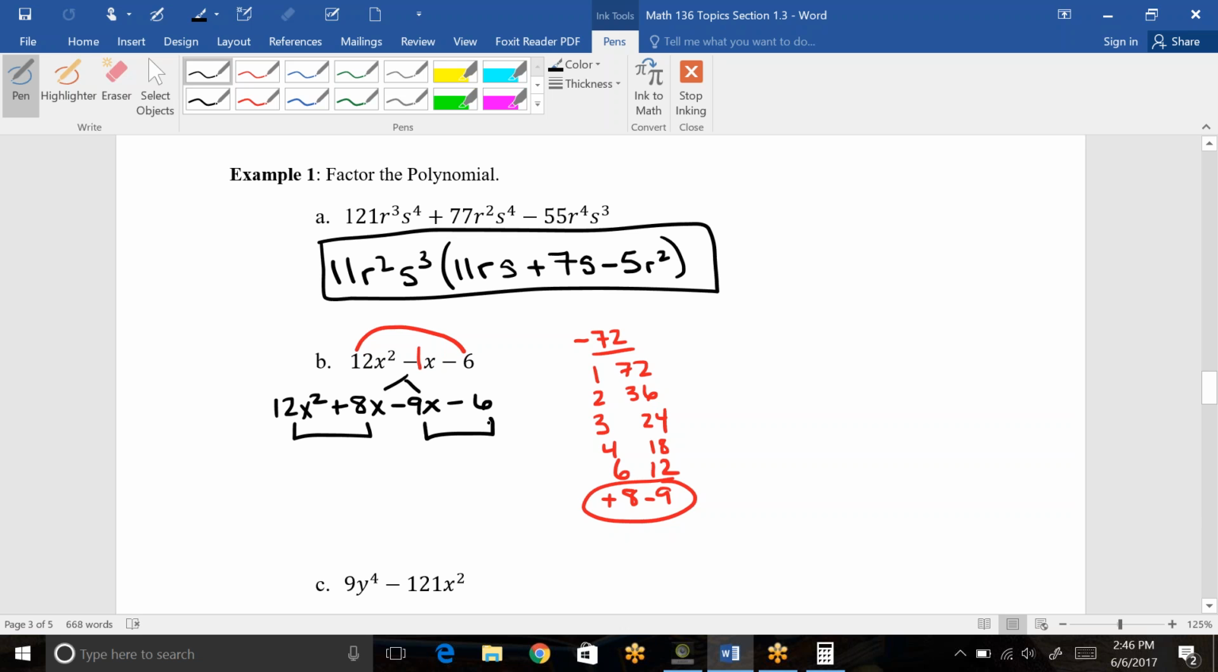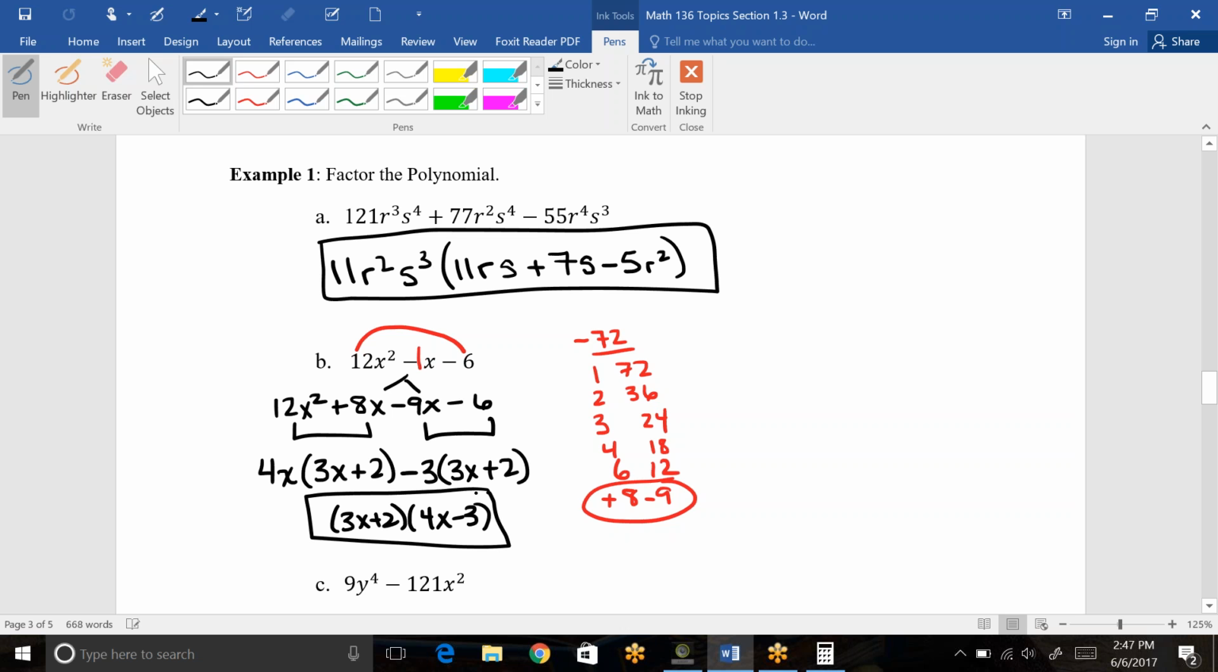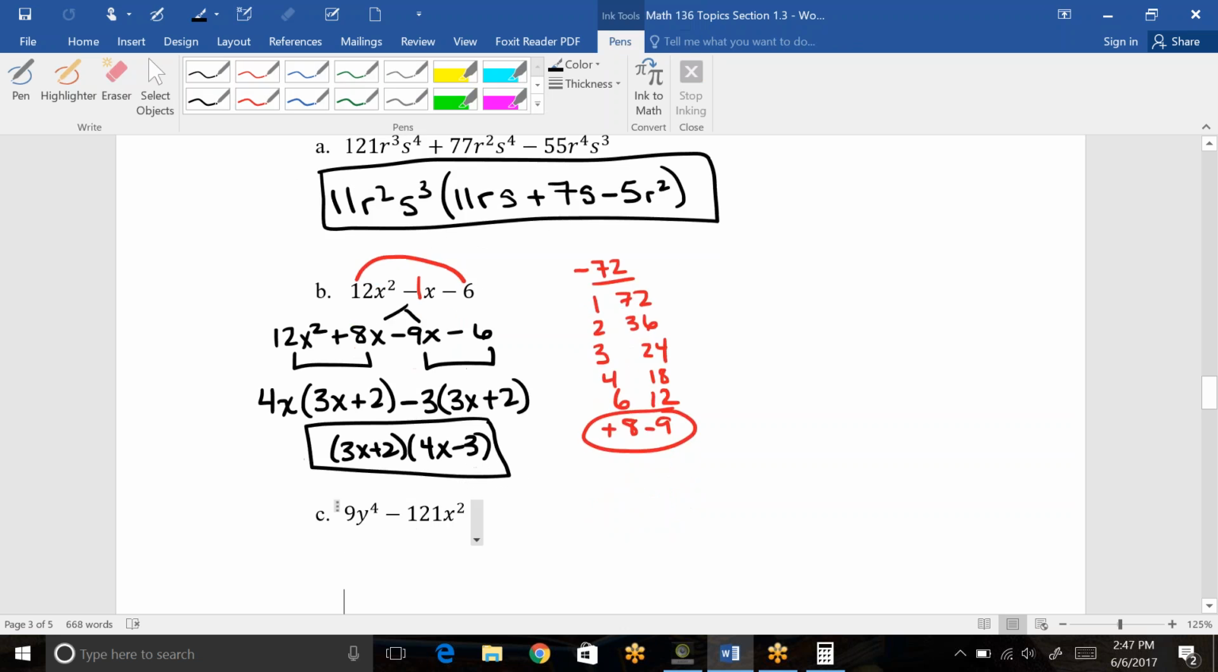We factor by grouping. I can pull out a 4 and an x. That would leave me with 3x plus 2. This pair starts with a negative, so we are going to pull that out, and they're both divisible by 3. Negative 9 divided by negative 3 would be 3, and then I have my x. Negative 6 divided by negative 3 would be positive 2. So I do get a match of 3x plus 2, and then my leftovers are 4x minus 3. So there's how that factors.